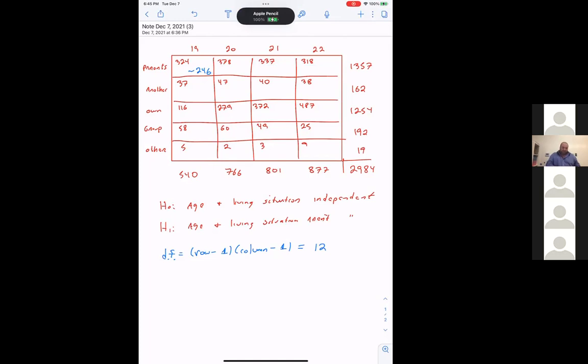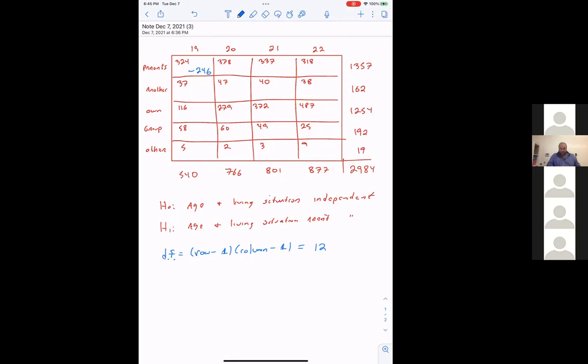But here's how we're going to do it. Go back to second matrix and edit a second matrix. So you're going to do a 5x4 matrix. This is going to be matrix B, 5x4 matrix B. But I don't want you to put 246 into the first entry. I want you to actually do the math: 1357 times 540 divided by 2984.